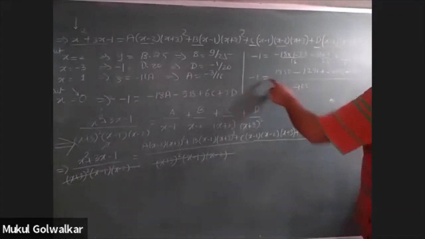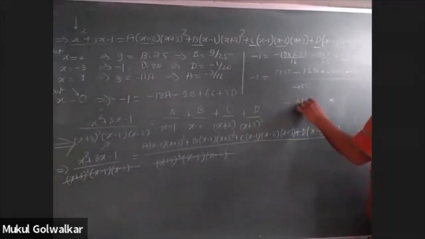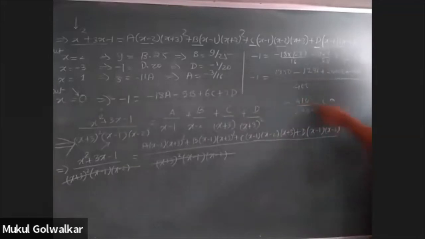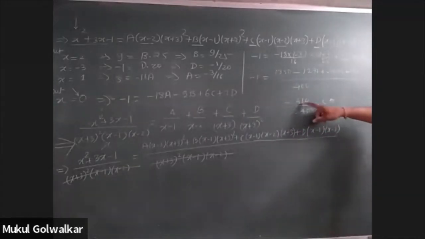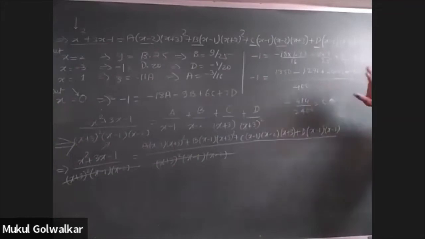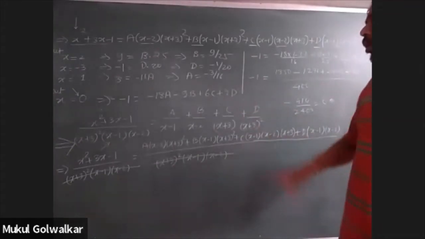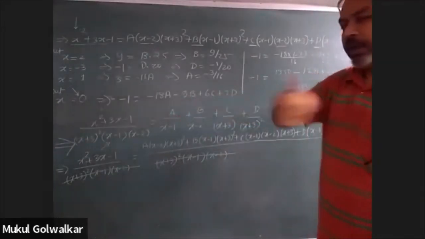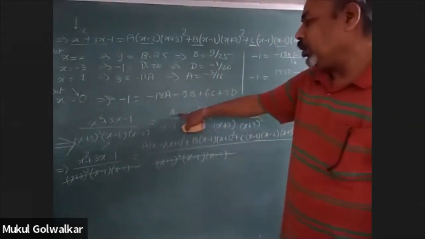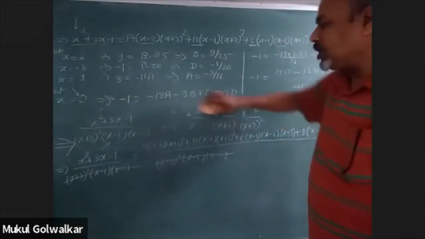Minus 400 minus 414 divided by 2400. Okay, this is the value of C what I am getting without simplification. Minus 414 divided by 2400. Okay, this is the value of C I am getting. And now when we talk about getting the numerical value, you can see that the values of A, B, C, and D are all calculated.